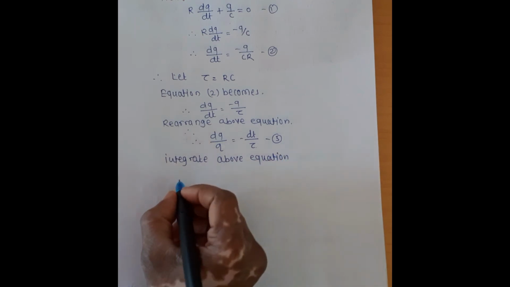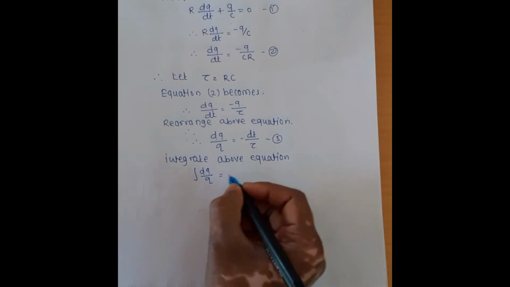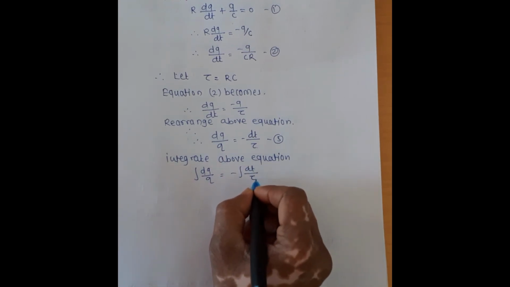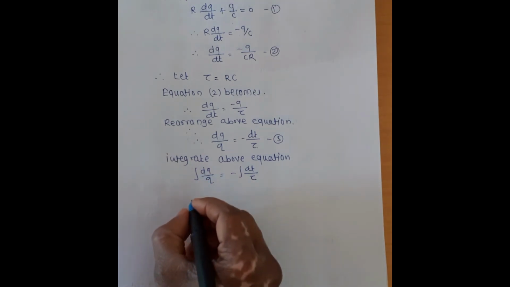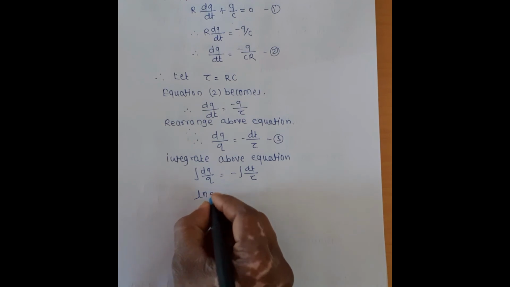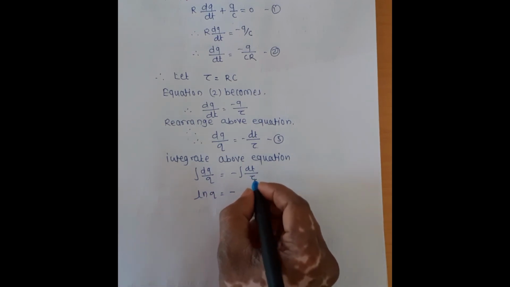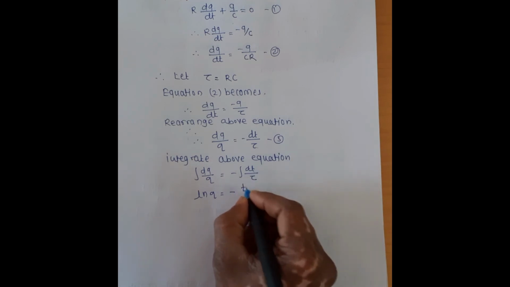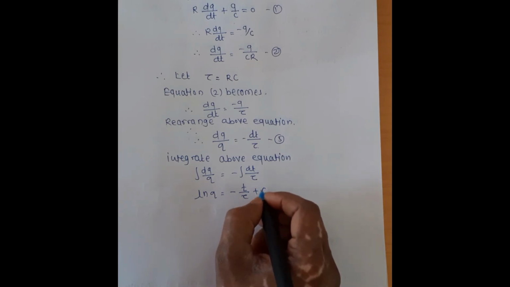If we integrate, then what happens? dq upon q is equal to minus dt upon tau. So integration of this equation will be ln of q is equal to minus... tau is a constant, so it is out of the integration, and the integration of dt will be t. So minus t upon tau plus c, which will be an integration constant.